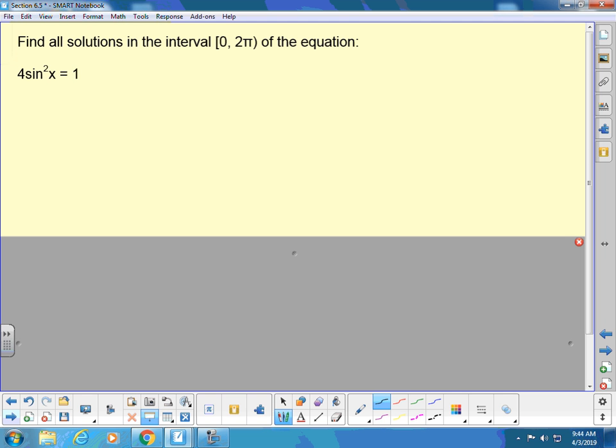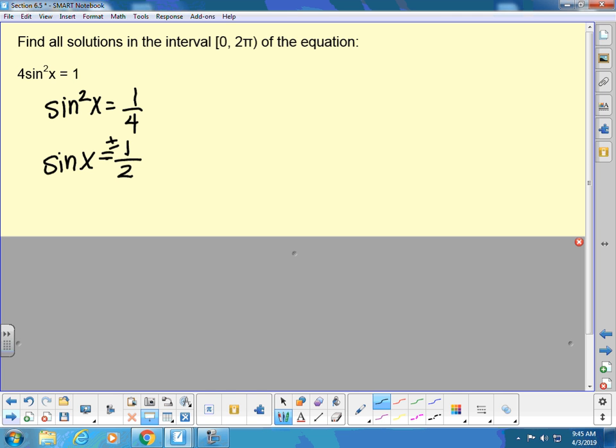Can you square root it? So get the sine alone. We're going to use the square root here. Divide by 4. So just keep it exact: 1/4. Square root. Remember, when you're square rooting a fraction, you're going to square root the numerator, square root the denominator. So square root of 1 is 1. Square root of 4, 2. And what goes in front of that?